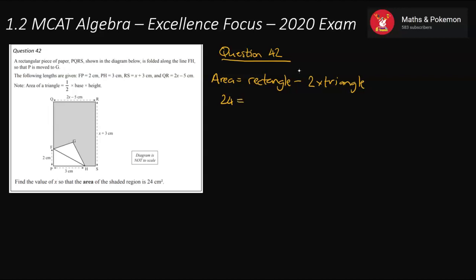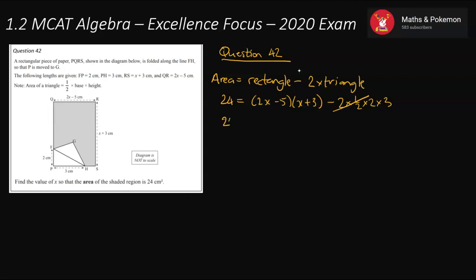So 24 is equal to the area of the rectangle, which is base times height. So that's going to be an expression. So that's going to be (2x minus 5)(x plus 3). And then we're going to go minus 2 times the triangle. And the triangle down the bottom is really height of 2, base of 3. So it's going to be times 1/2 times 2 times 3. So that's the area of the one triangle, and we're going to double it for that folded portion. The nice part here is the 1/2 and 2, they cancel each other out.